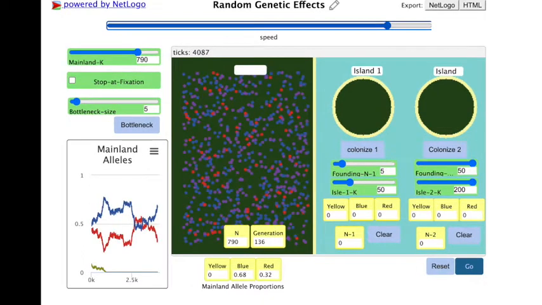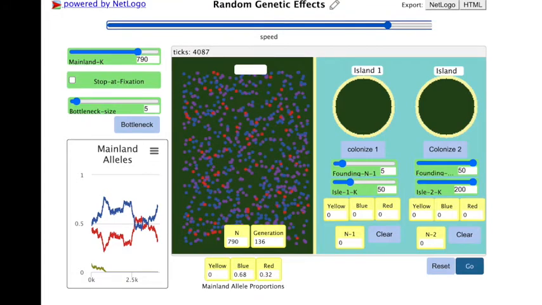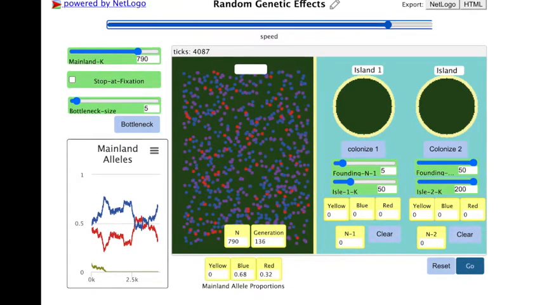0.074. For the third parameter, I increased only colony 2, founding at 50 in the IL-2-K at 200. Some major findings include the blue color being most dominant at 0.68 with the purple, and the red color being least dominant with a 0.32, while the yellow is completely wiped out once again.